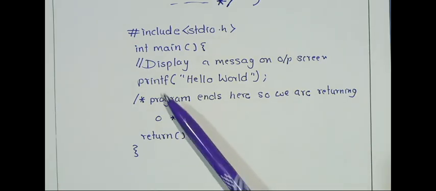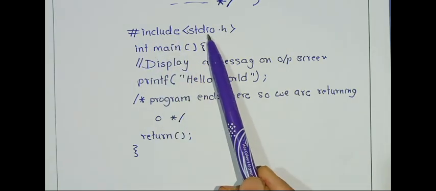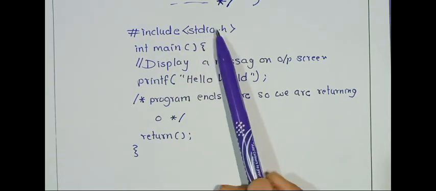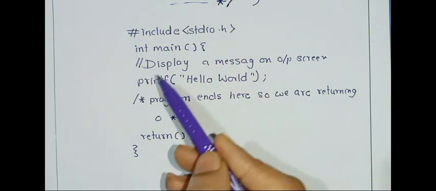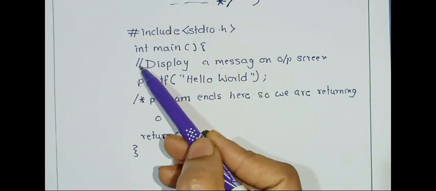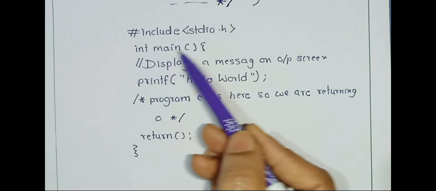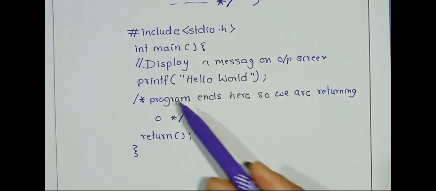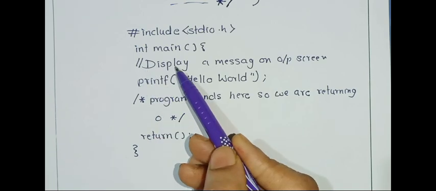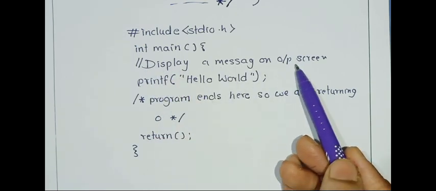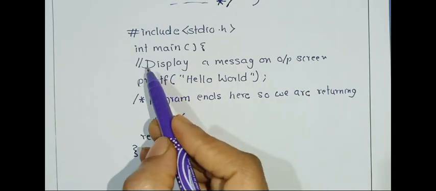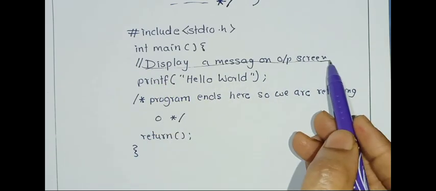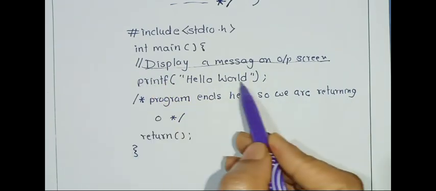Here you can see one example. Hash include standard input output header file. We are including the header file so that we can use the printf statement here. This is the main function. In the open and close flower brackets you write your program. Here you are writing a single line comment: display a message on output screen. These are notes for that statement.